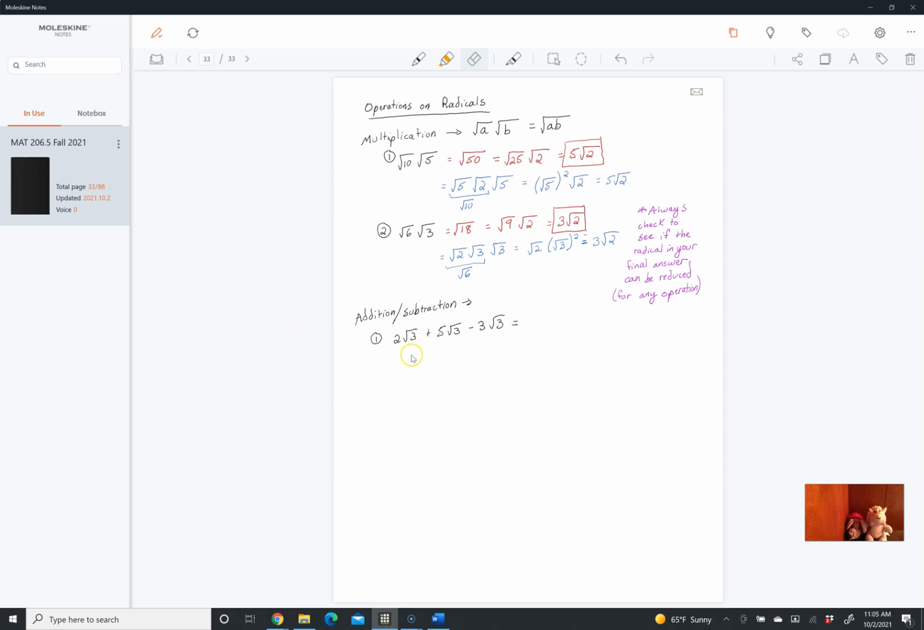Okay, now think of your square root of 3 almost like an x. You're combining like terms here. 2 plus 5 is 7. You're then subtracting 3. That gives you 4. So this is 4 square root of 3. And actually, I'll put that in red so that you see it as the answer. So notice right here, this is a one-step problem.